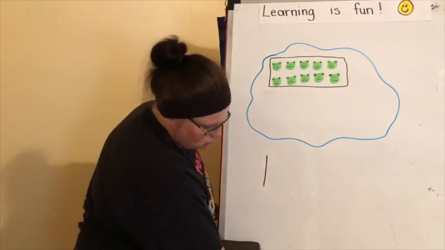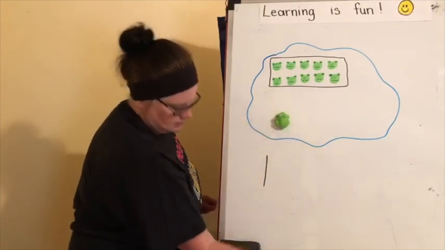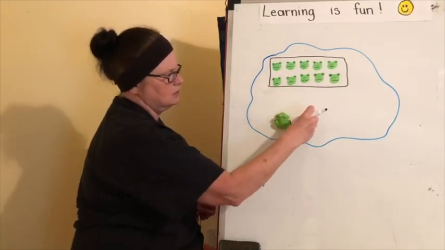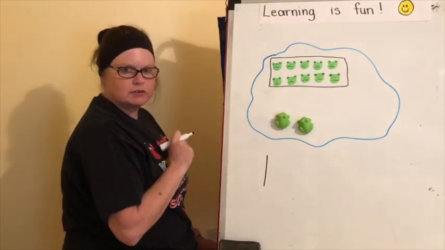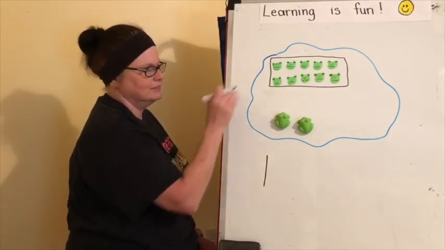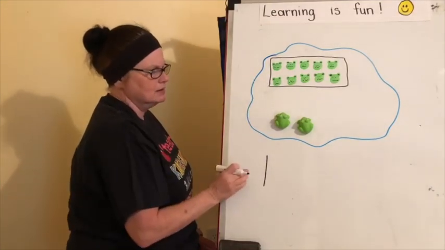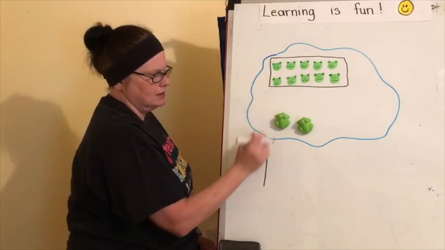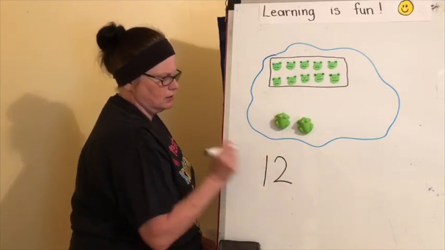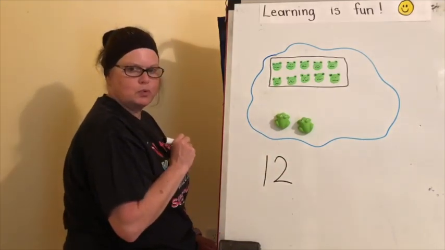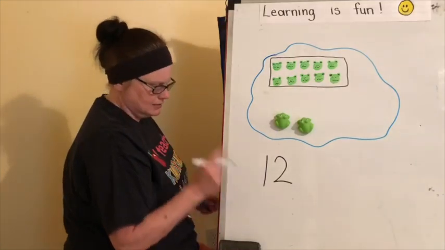So let's see what new number I make. How many frogs are in my pond? Remember to count my 10. So I have a group of 10, and then 2 more. 12. There are 12 frogs in my pond.